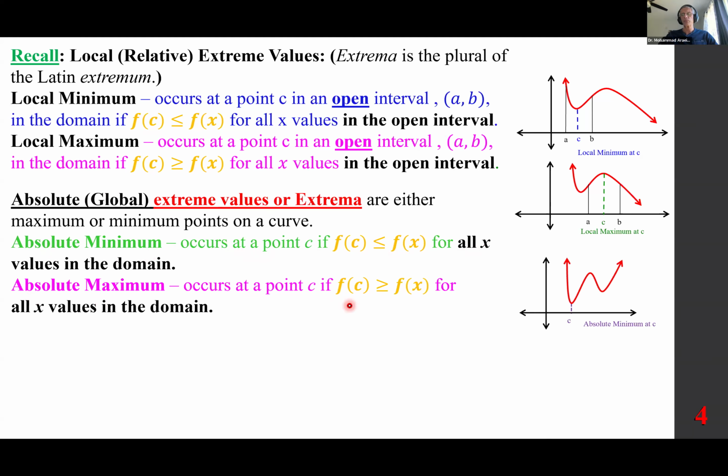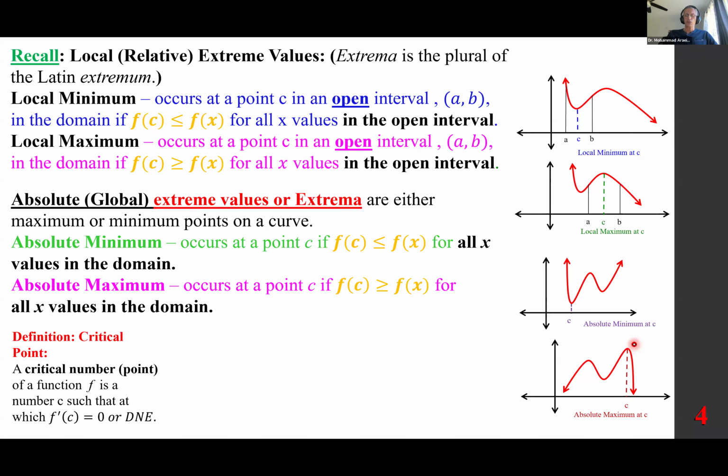So, as you can see, again, peaks and valleys are local extrema. Local min, local max, but this local minimum is also the absolute minimum, and this local maximum is also the absolute maximum. In order to find the critical points, number one, find f prime. Number two, look for where f prime is 0. And number three, where f prime does not exist.